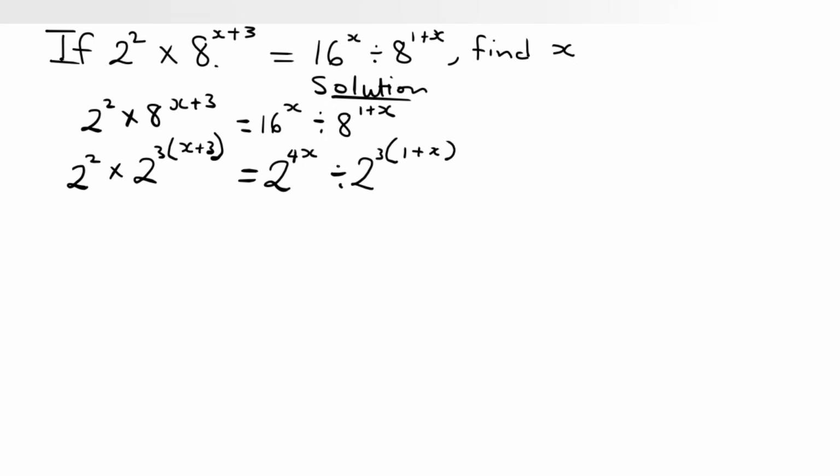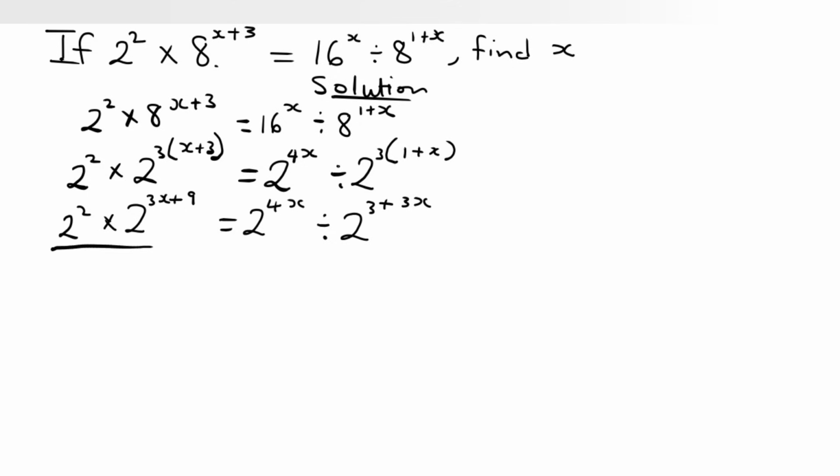Now let's open this bracket that we have in the powers. Then we have 2 raised to power 2 multiplied by 2 raised to power 3 multiplied by x will be 3x. Then 3 times 3 will give us 9. Then equal to 2 raised to power 4x divided by 2 raised to power 3 times 1 will give us 3, and 3 times x will give us plus 3x. Understood?